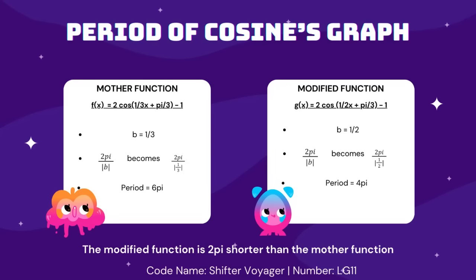Plugging it in our equation mentioned earlier, 2 pi over the absolute value of b, we would get 2 pi over the absolute value of 1/3. This would equate to 6 pi. So the given period is 6 pi.